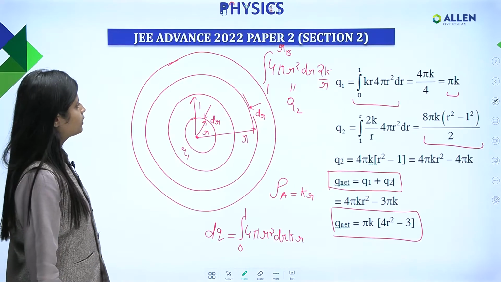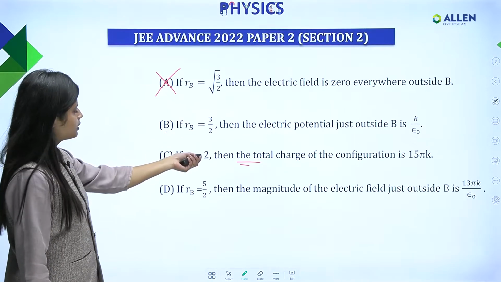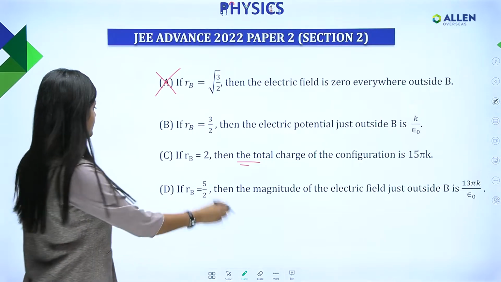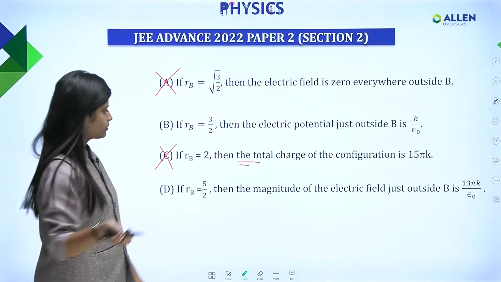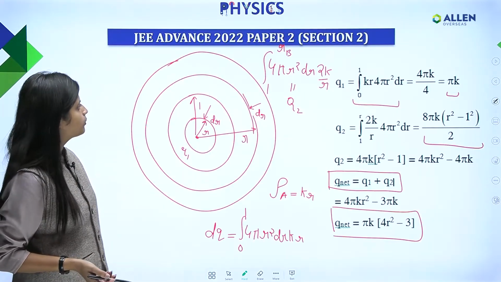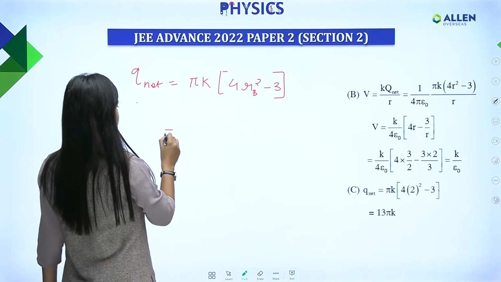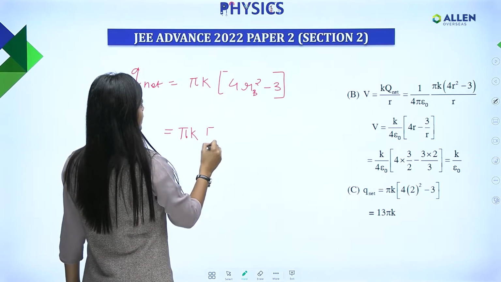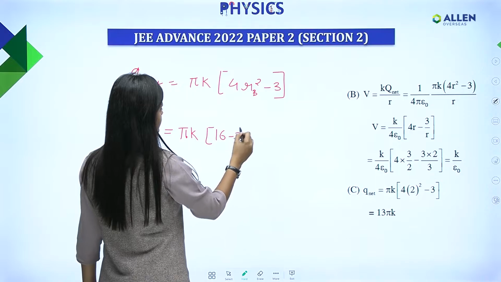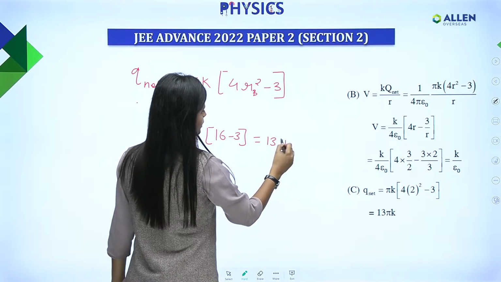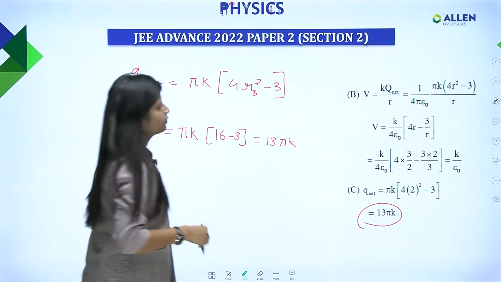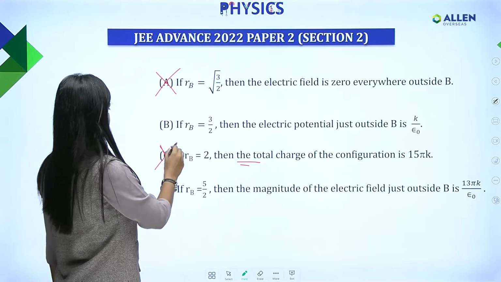Now, moving on to the next option, if RB is 3 by 2, then the electric potential, okay, let us first discuss this total charge because we just calculated. If RB equal to 2, you put RB equal to 2, this will come out to be pi k, and 4 4s are 16 minus 3, that is 13 pi k, okay. So, option C is also incorrect.